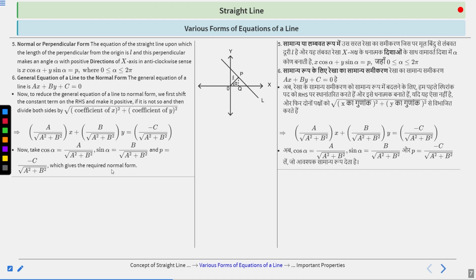Now take cos alpha as a upon root over a square plus b square and sin alpha as b upon root over a square plus b square. And p is equal to minus of c upon root over a square plus b square, which gives the required normal form. Got it?